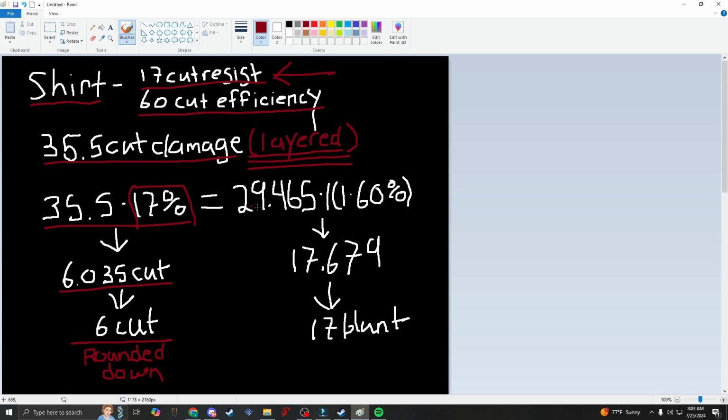Now, the next thing we're going to do is do the remaining of the 35.5. So the way you find the remaining is by subtracting 35.5 by 6.035, and you're going to get 29.465, and you're going to multiply that by 60%, and you're going to get 17.679, and you're going to round down to 17, and that's going to be directly applied to your character. The same as last time, and even if it was layered, the blunt is always directly applied.